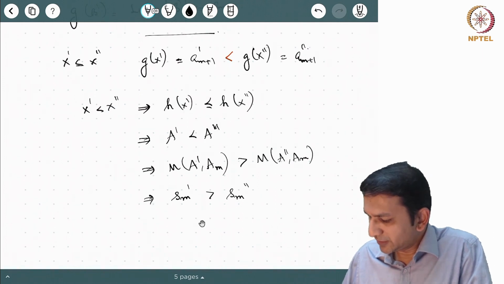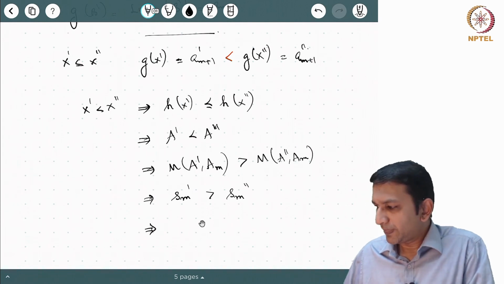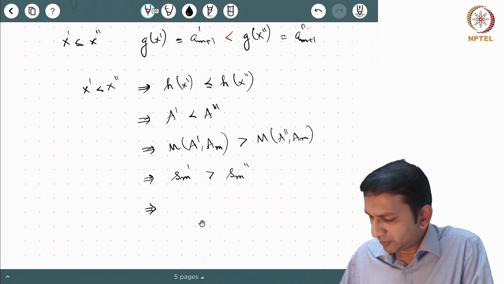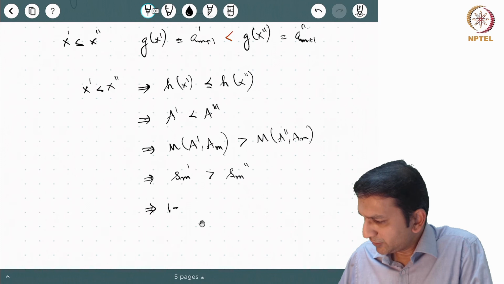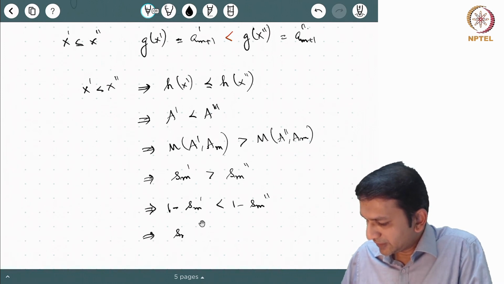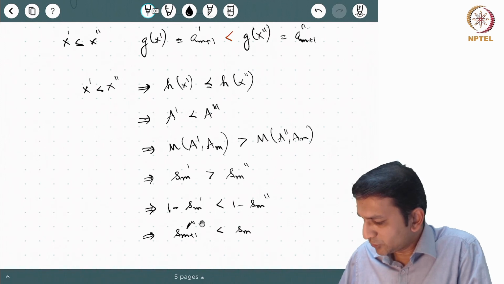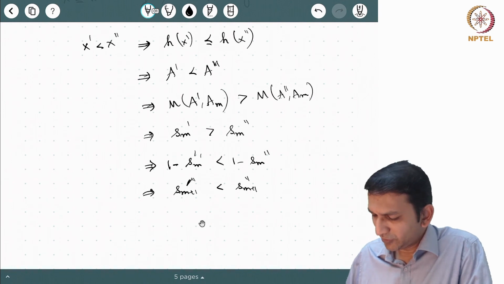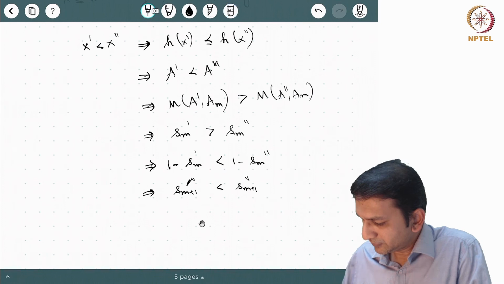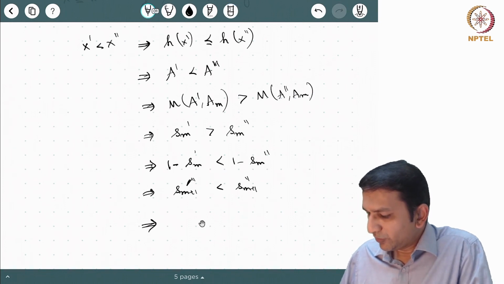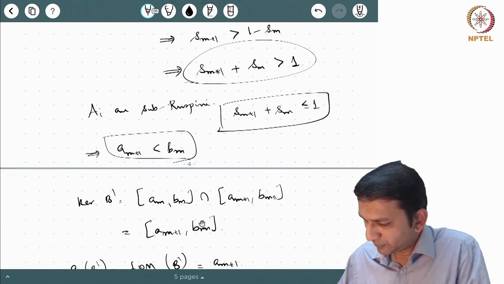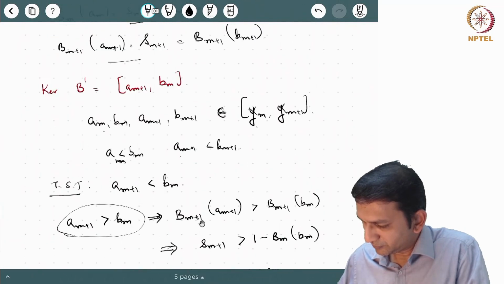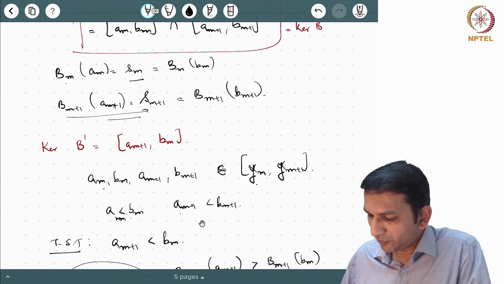Once you have Sm dash greater than Sm double dash, note that on the Bis, these are similarity values, we do have Ruspini partition, which means this is essentially 1 minus this, so Sm plus 1 dash is less than Sm plus 1 double dash. Now this implies, once again these are similarity values. Sm plus 1 dash is essentially, we go back here and see, Sm plus 1 dash is Bm plus 1 of Am plus 1 dash.